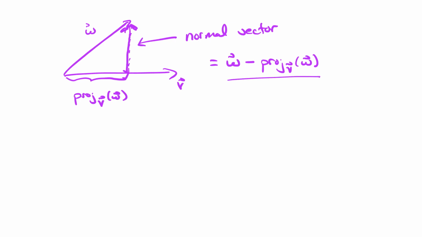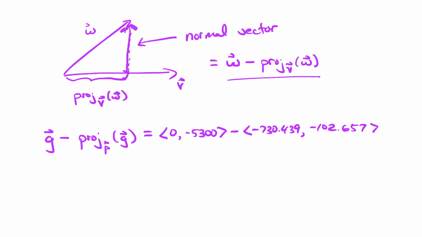So in this case, if we want the vector that's normal to the plane in which the car is sitting, we simply do our force of gravity minus our projection onto our plane of gravity, which gives us 0, negative 5,300 minus negative 730.439, negative 102.657, rounding those a little bit, which gives us a vector that will be 730.439 and negative 5,197.343.